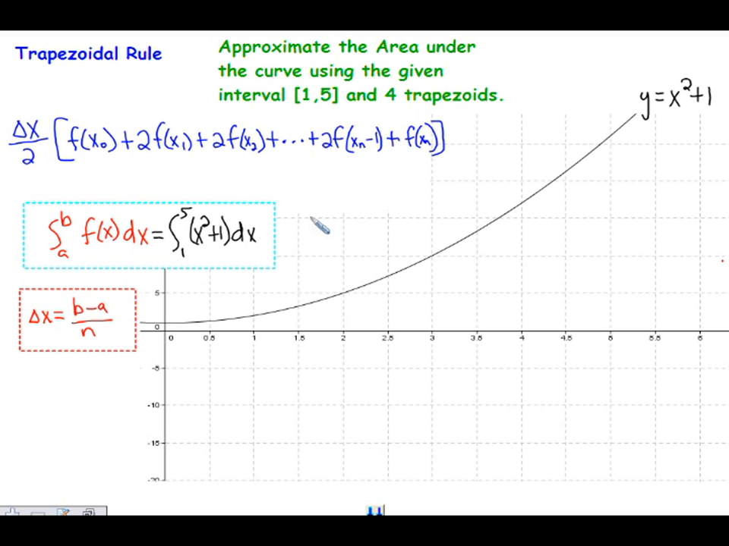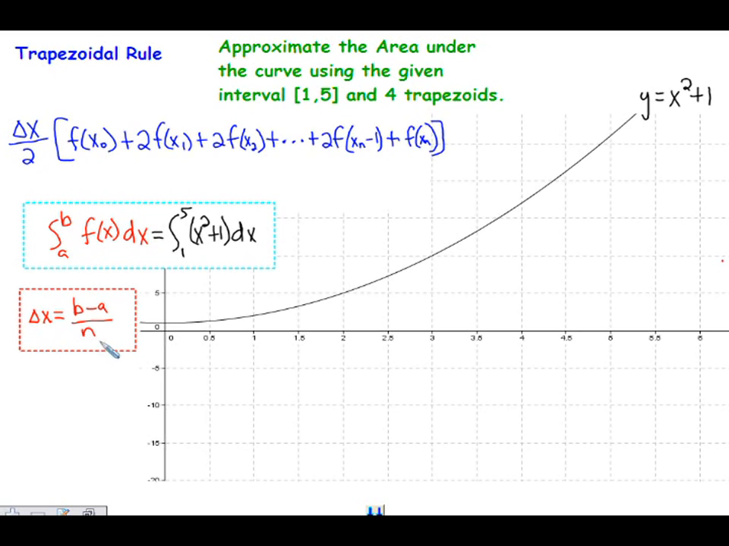Now, the interval gives you a defined value. So if we took the integral or the antiderivative of x squared plus 1, and we evaluated over the interval in that fashion, we would get an exact value. But here we're trying to get an approximated value by using the trapezoidal rule. And so to be able to use this trapezoidal rule, we need to understand what delta x is. Delta x is defined by b minus a over n.